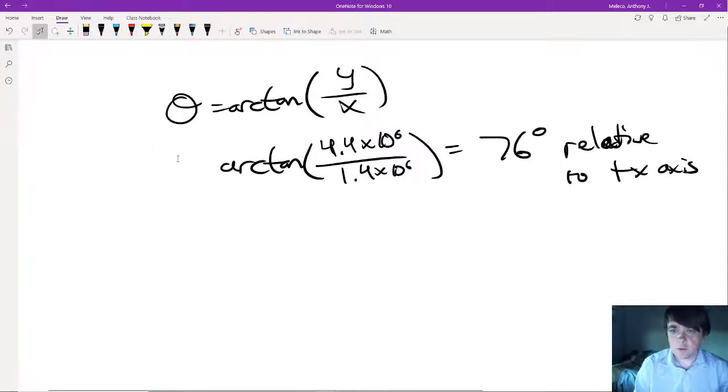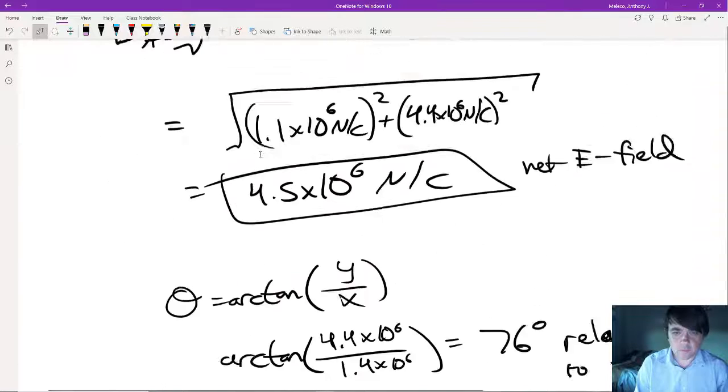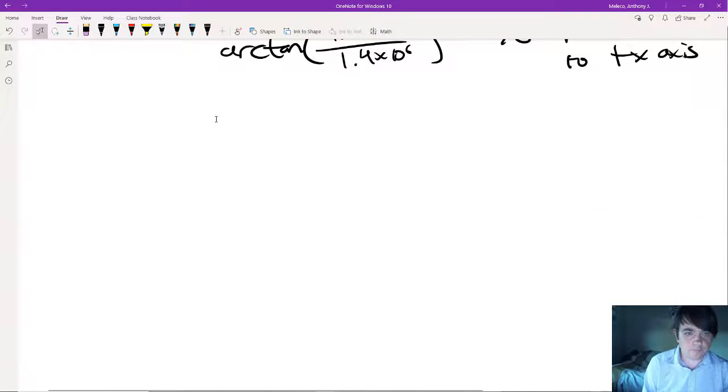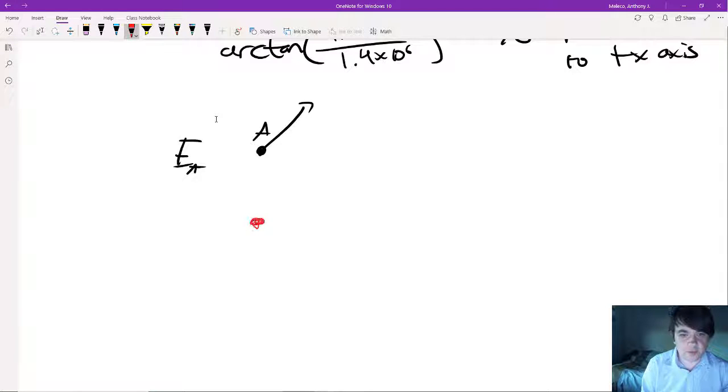And again, if we look at this, that means that our E field at A is something like this. This is point A. And that's because we have some positive charge down here, which is doing this. And then we've got some other charge that's doing this, but this is much closer.